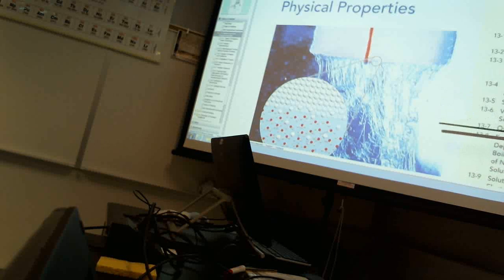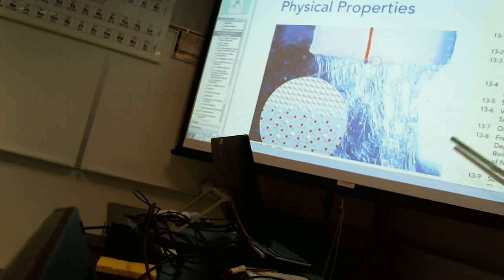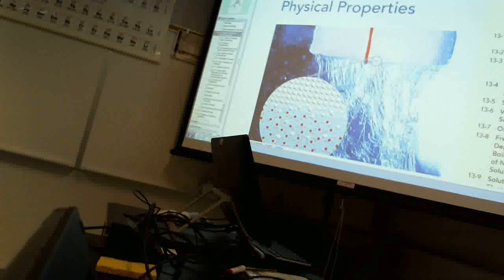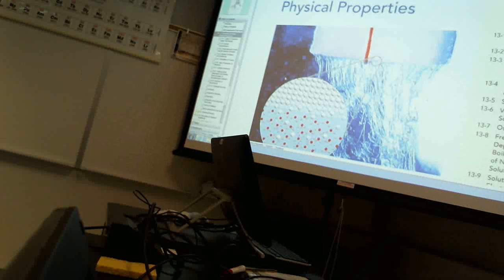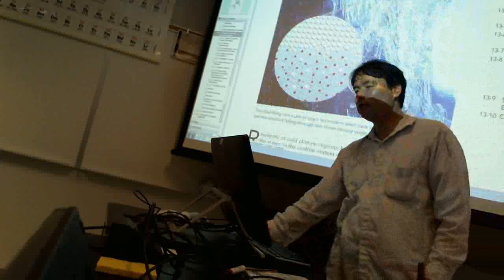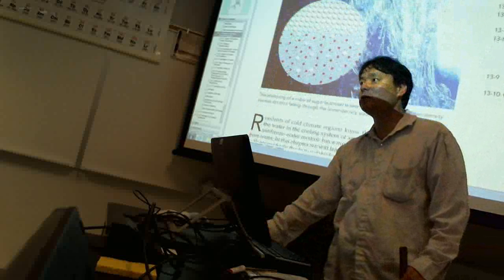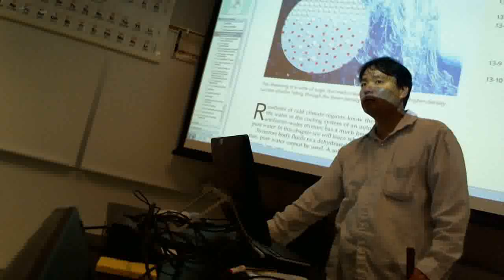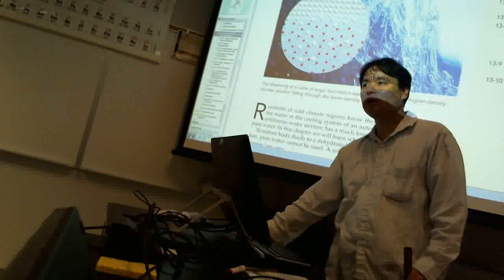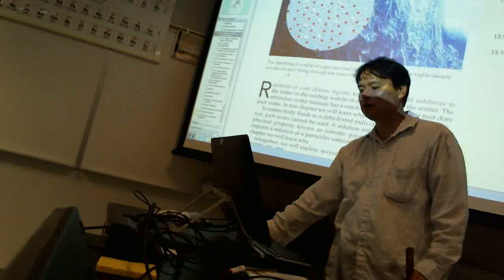And then the last part of chapter 13 deals with something called the colligative properties. Colligative properties include osmotic pressure, freezing point depression, boiling point elevation, and things like what happens if you add sugar to water. Does water still freeze at 0 degrees? No, it actually freezes at lower temperatures. Does it still boil at 100 degrees? No, it actually is going to boil at a higher temperature.